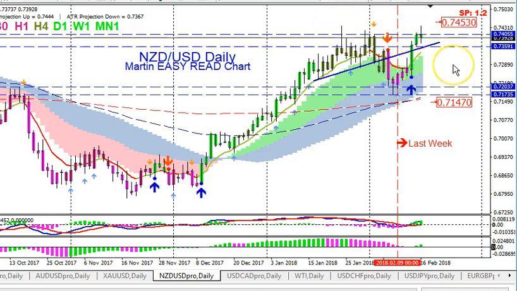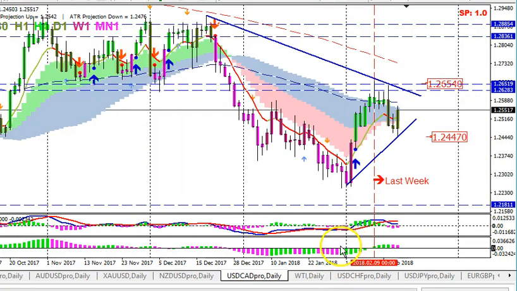So you could look at buys possibly above 0.7453, and if you think price is going to go lower, I would wait until price clears this major swing low right here and look at sells below 0.7147. Okay, now we jump to the USCAD, and we're starting to consolidate here.